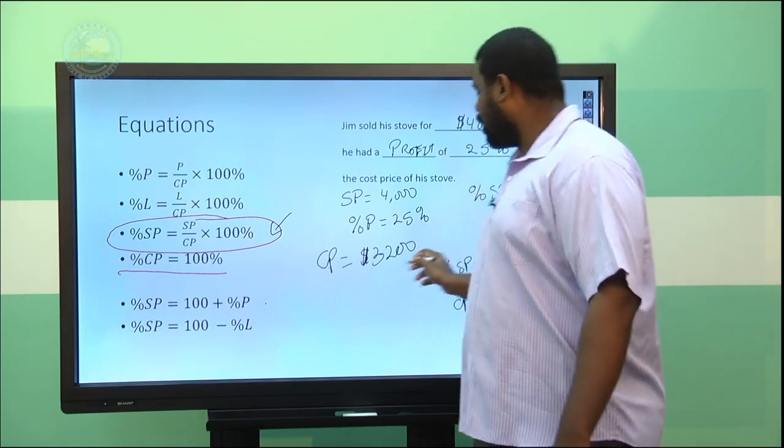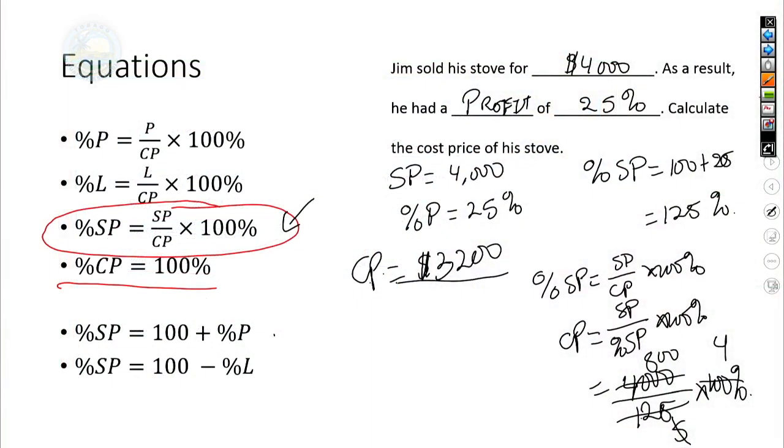And now, if you want to, you can work backwards and see what you're going to get. If this is your cost price, then 25% of this number, or a quarter of 32, is 800. Yeah? What is 3,200 plus 800? 4,000. If you had done it with your 3,000 that you may have worked out before, you would realize that you would not get back 4,000. And that should prompt you to realize that your answer would have been incorrect.